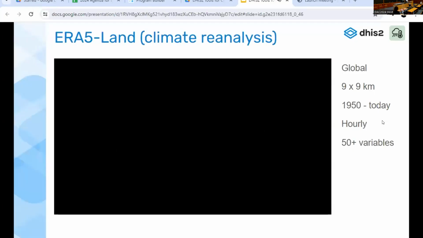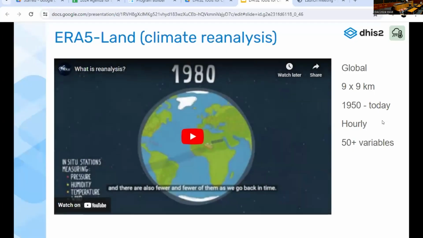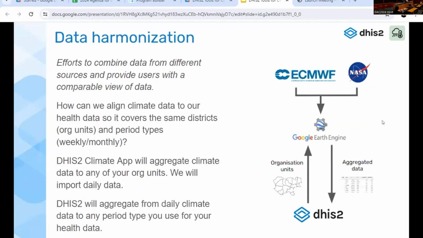So this is then the data set we are making available in DHIS2 through this app. But there is still some work to be done before we can align it with your health district, and that is to aggregate this data to the health districts that you have on your instance. So then we need to move into this data harmonization.